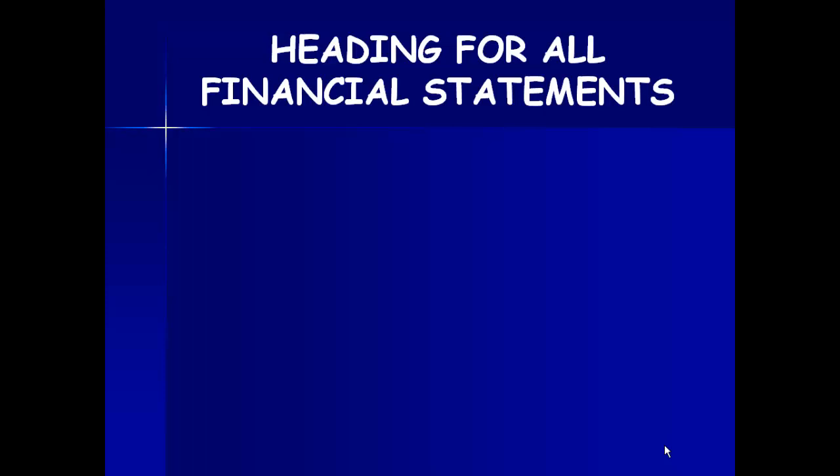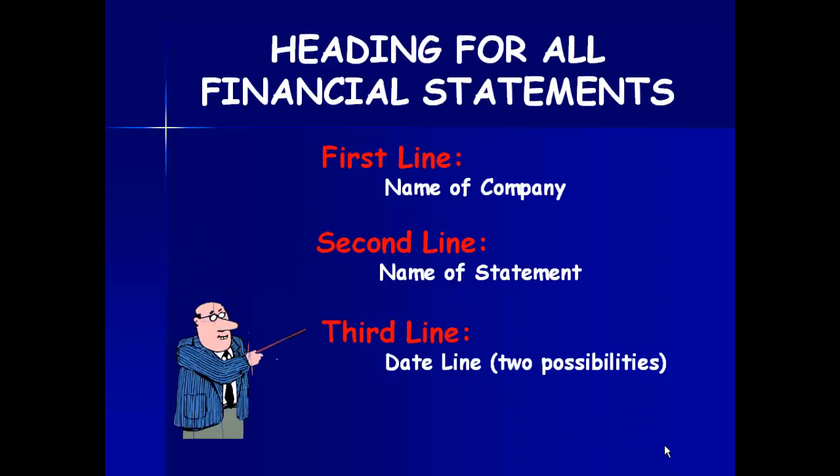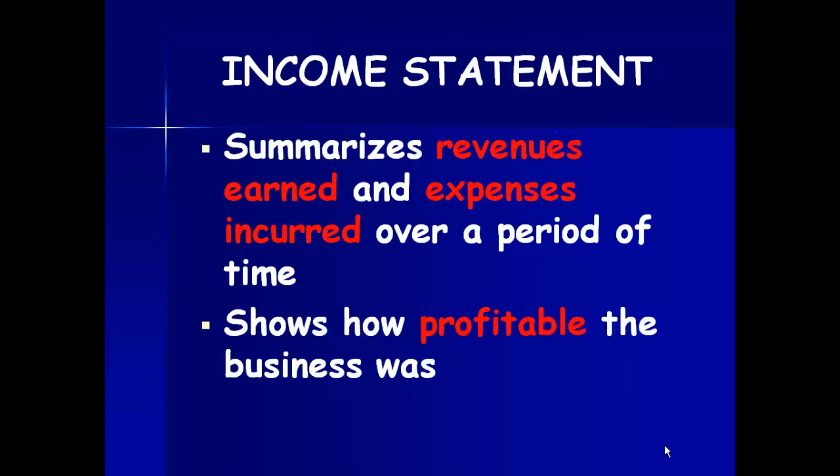The heading for my financial statements is always the same. The first line is the name of the company. The second line is the name of the statement, income statement, balance sheet, and so forth. And the third line is the date line. There really are 2 possible things that can appear on the date line depending upon what type of statement it is. We're going to do the income statement first.